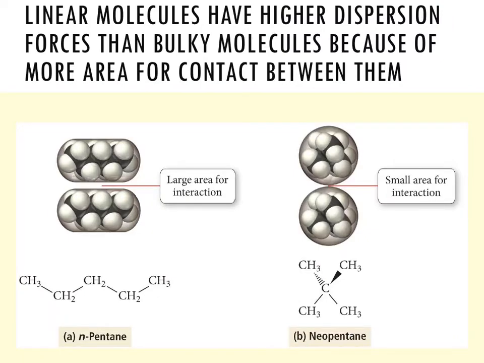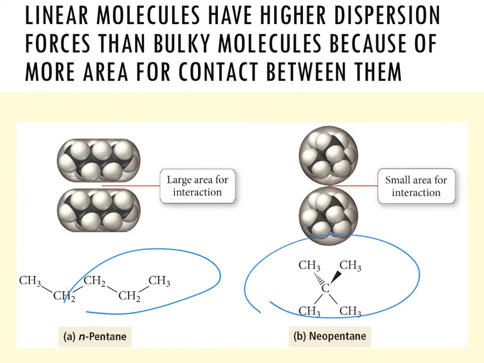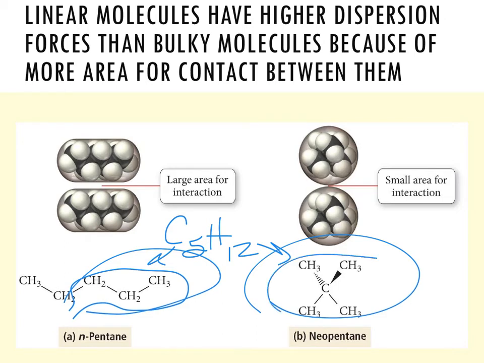Another factor that affects the strength of the London dispersion forces is the shape of the molecule. So let's compare two molecules that have the same molecular formula. They're both C5H12. Those are the molecular formulas for both. But this one, pentane, is what we call linear. It's stretched out like a snake. And this one, neopentane, is kind of in a cluster, almost like spherical shaped.